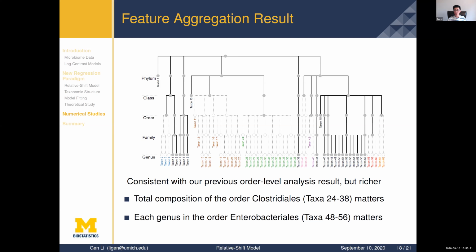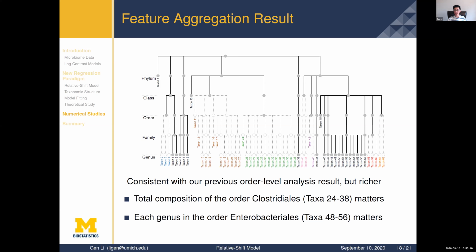In particular, I want to highlight two orders that are very interesting to see. One is this, which is the Clostridiales. It's taxa 24 to 38, and previously we identified this to be a significant predictor of the NNS score.